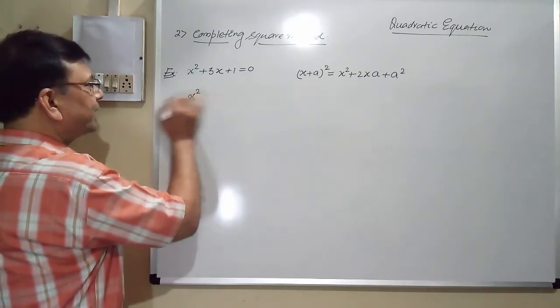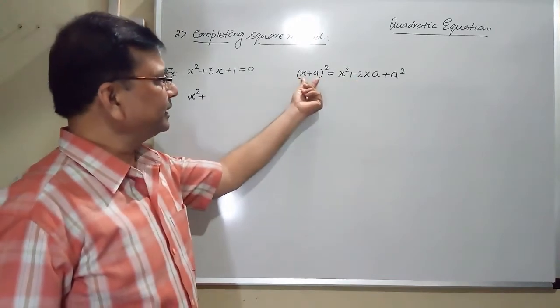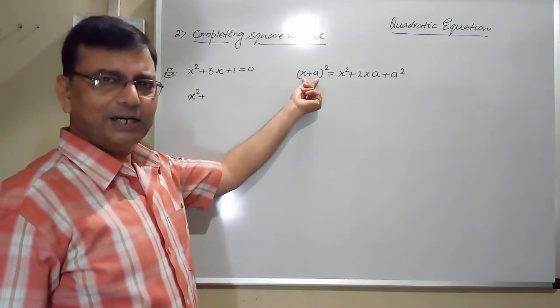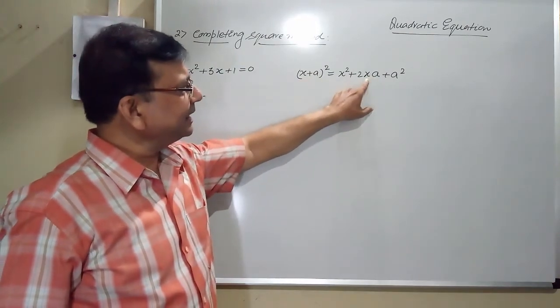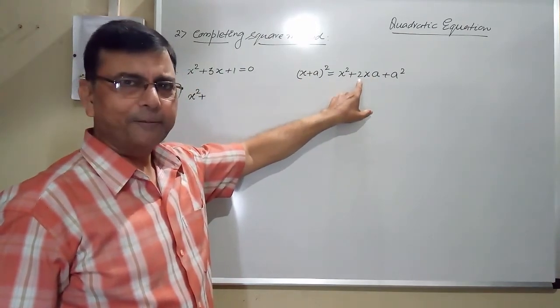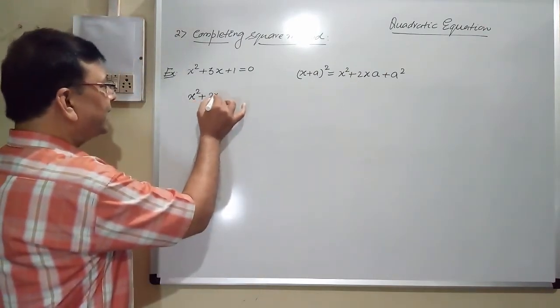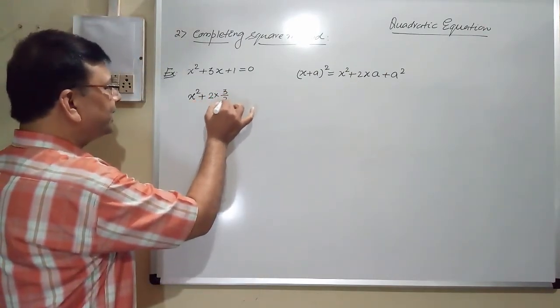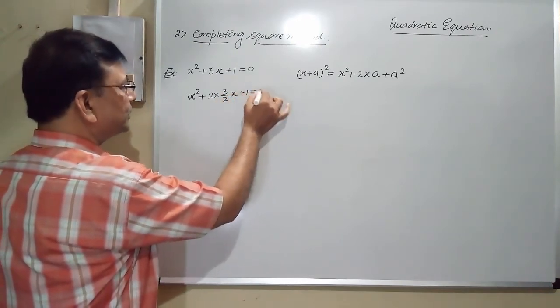So you see, it is x square plus, there is 2. If 2 terms are to be taken, then x plus a, then x is here, along with that 2 is also there, isn't it? So we will write 2 first, and this constant will be 3 by 2 x, right, plus 1 is equal to 0.